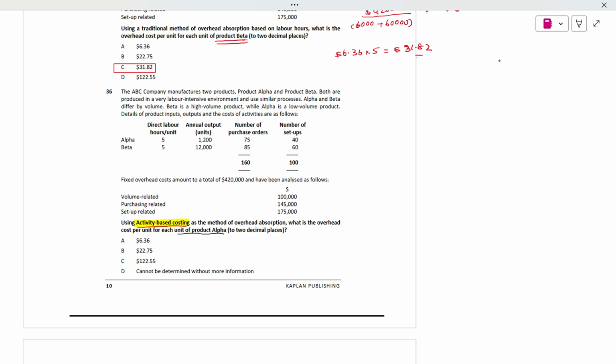Okay, see the thing. They are asking us, the fixed overhead 420, analyzed: volume related, purchase related, setup related. Based on the overhead absorption, what is the overhead cost per unit for each unit? Take into consideration volume related. The second one is purchasing related. The third one is setup related.